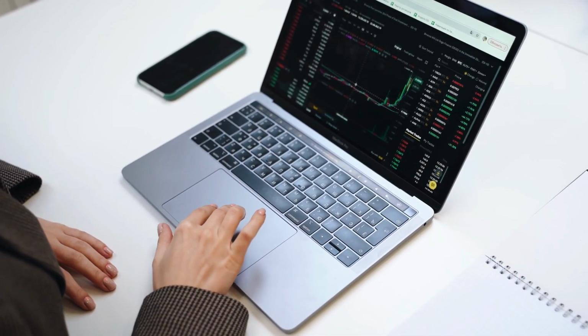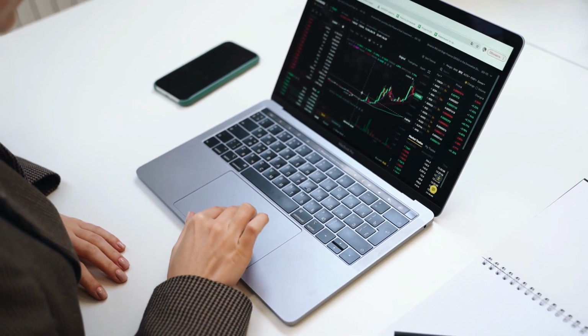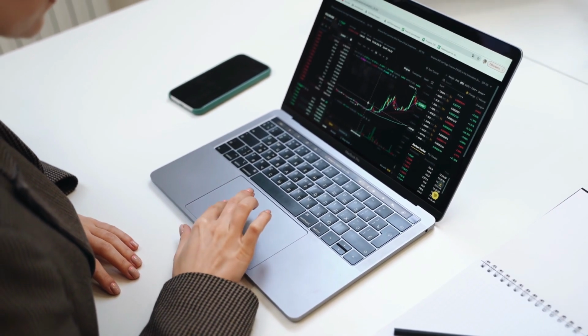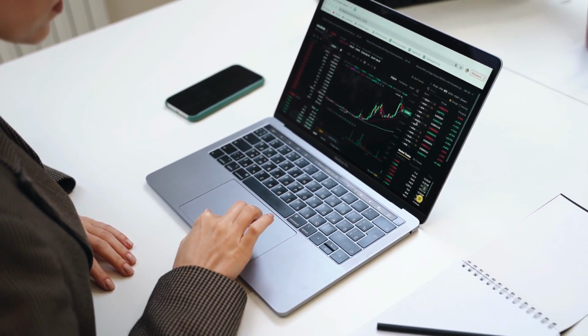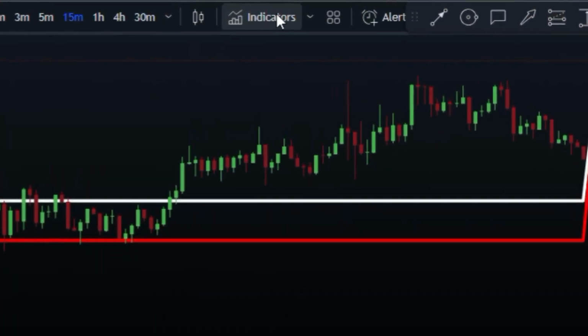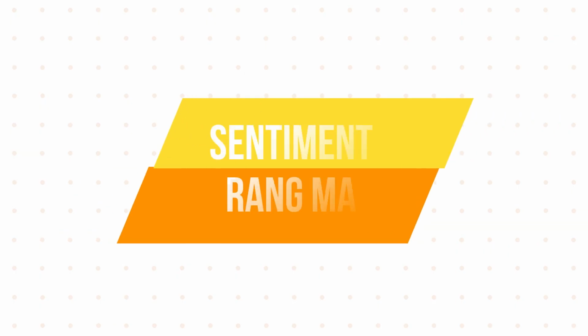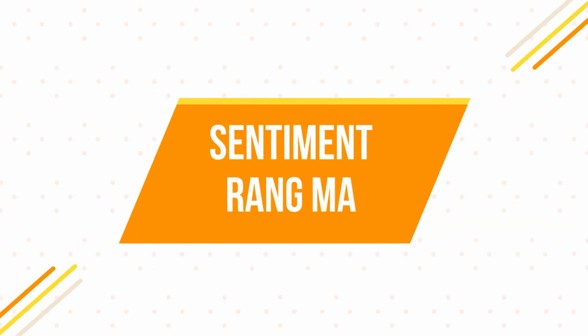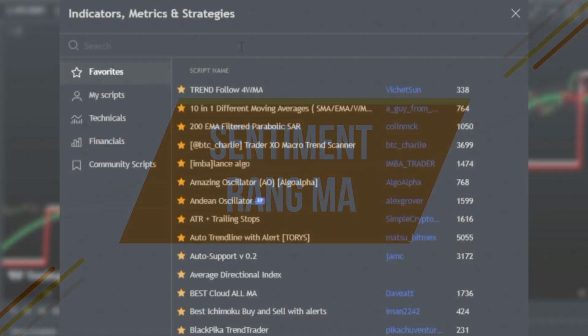Our second indicator will work alongside the CM Open Range V1 indicator to help us squeeze even more profits out of our trades. Now head back to the indicator section and search for the Sentiment Range MA by ChartPrime. Once you've located it, select it and add it to the chart.